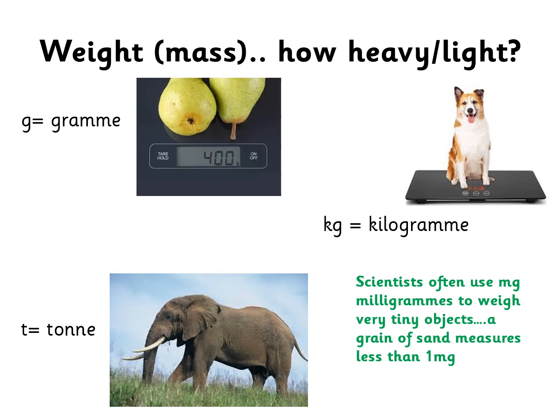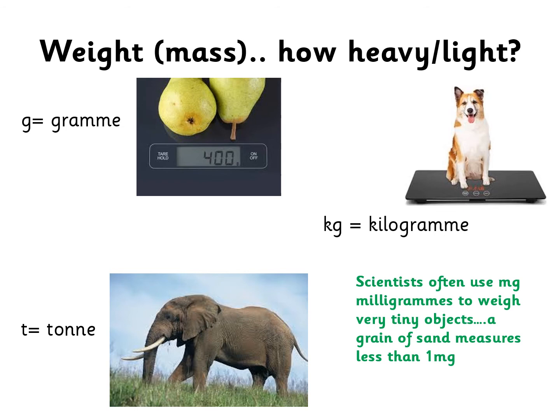Have a look at the pairs on the weighing scales. What do those pairs weigh? That's right, they weigh 400 grams. Each pair would be 200 grams if they were equal. Grams are used to measure smaller objects, such as a small item of food, or a little package, such as a booklet in an envelope.